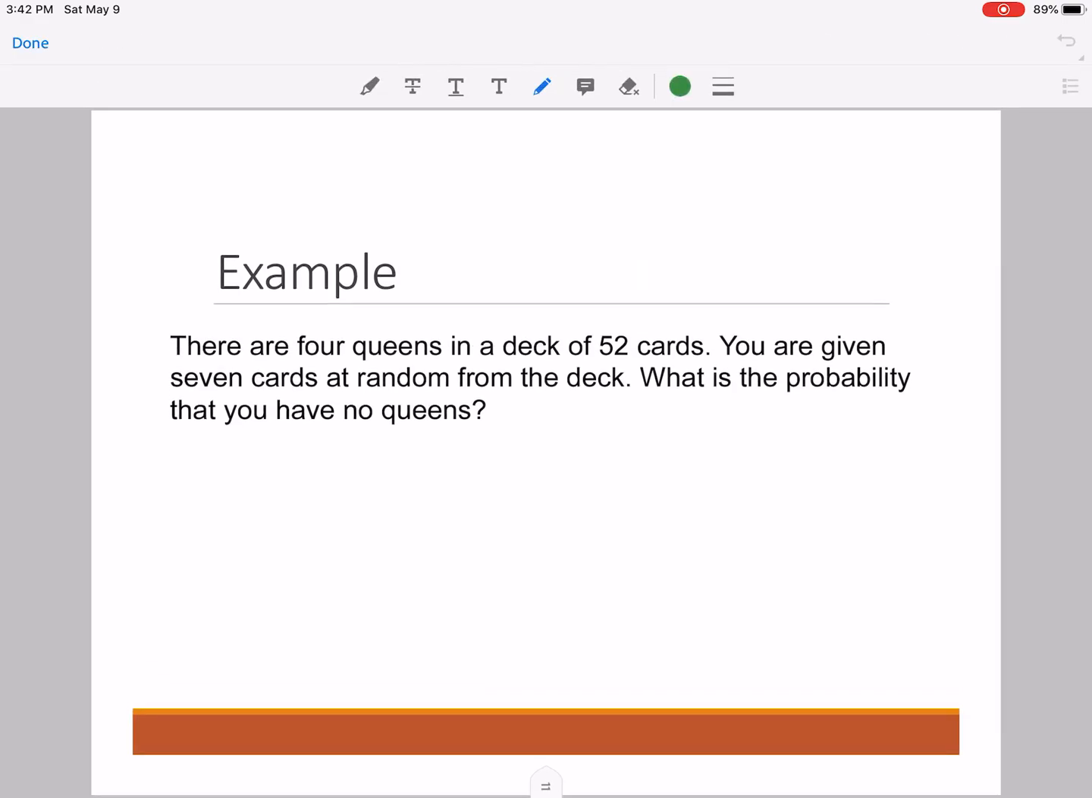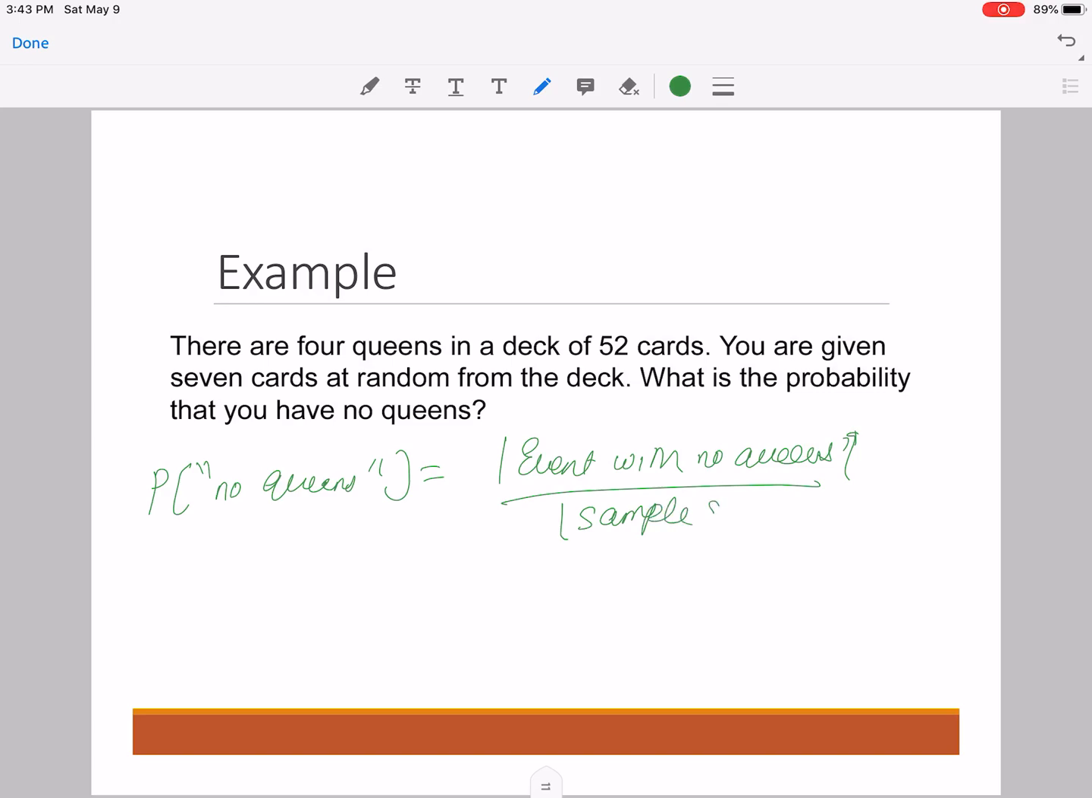So to find the probability of no queens, I'm going to find the cardinality of the event with no queens, and the cardinality of the sample space. Cardinality of the sample space is straightforward because I'm choosing 7 cards at random without replacement. You can assume that it is without replacement unless stated otherwise. I'm choosing 7 cards without replacement out of 52 cards. In how many ways can I do that? I can do it in 52 choose 7 ways. So that's the cardinality of the sample space, which happens to be the denominator term.